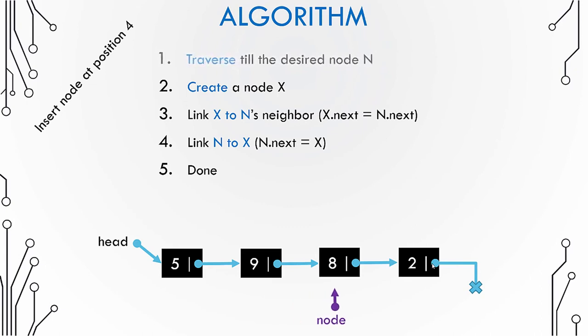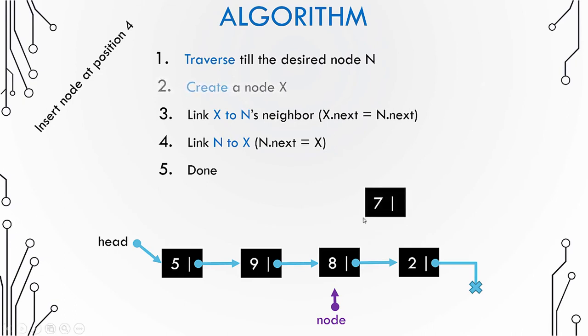In this case it would be 8, because you need to go to the node after which the new node is to be added. Since it is specified that the new node should be put at position number 4, it means that it should come after this node 8. So we traverse till the node 8, and then the next step is to create the new node.